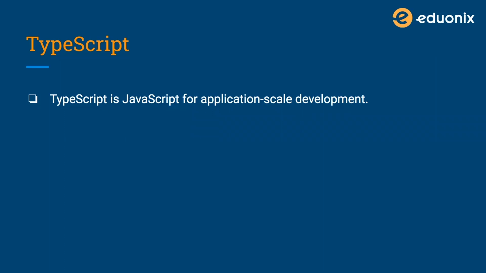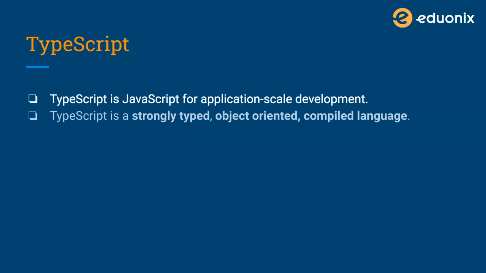To solve this problem, Microsoft came up with a language known as TypeScript. So what is TypeScript? TypeScript is JavaScript for application scale development. What it means is that it is strongly typed. Understand it like this. In JavaScript, if I had to take a variable that was supposed to be a string, I could have taken it as a string and used it anywhere, right? Now I could have changed it.